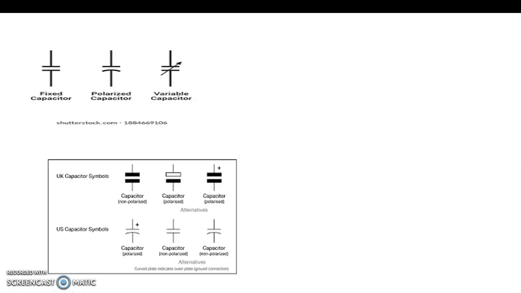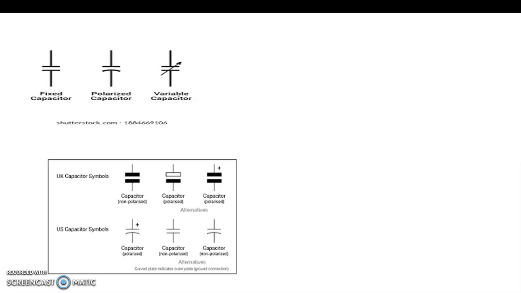These are other symbols of capacitors. Capacitors actually have two types basically. They can be fixed or variable. A fixed capacitor is a capacitor that has a particular, specific value. So when you go to the market, for example, you can buy a capacitor that is 4 microfarad or 10 microfarad or 100 microfarad, depending on the value that you want.